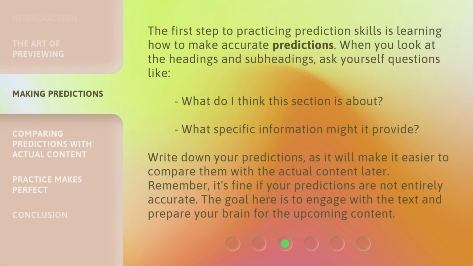The first step to practicing prediction skills is learning how to make accurate predictions. When you look at the headings and subheadings, ask yourself questions like, what do I think this section is about? What specific information might it provide? Write down your predictions, as it will make it easier to compare them with the actual content later. Remember, it's fine if your predictions are not entirely accurate. The goal here is to engage with the text and prepare your brain for the upcoming content.